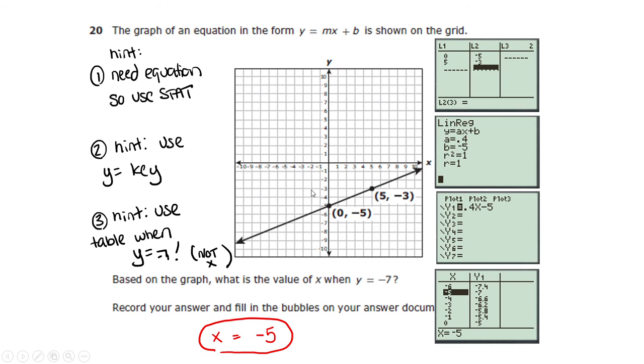Now, if you were looking at the graph, which is another way to do this question, -7 on the y-axis is right here. So the value of x would be right here, which is -5. But what happens if they didn't give us a graph or a picture of a graph where we could see the answer? That's the reason why I taught my class to use the stat key and type it in y equals, which works every time. But either way, your answer is -5.